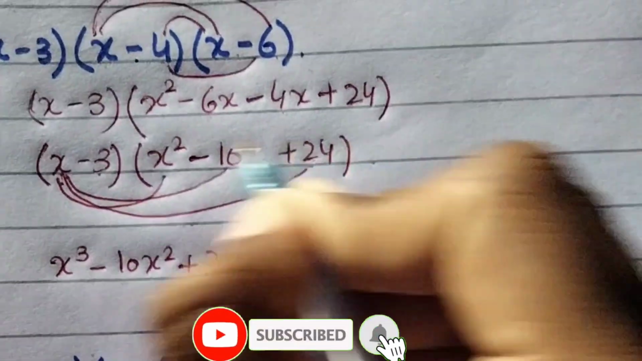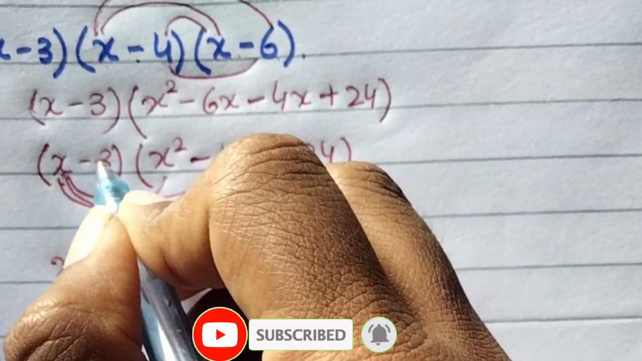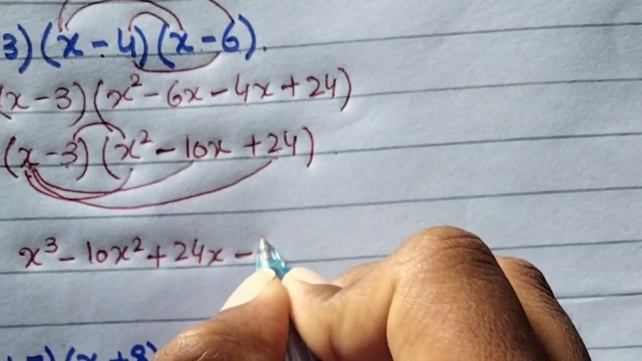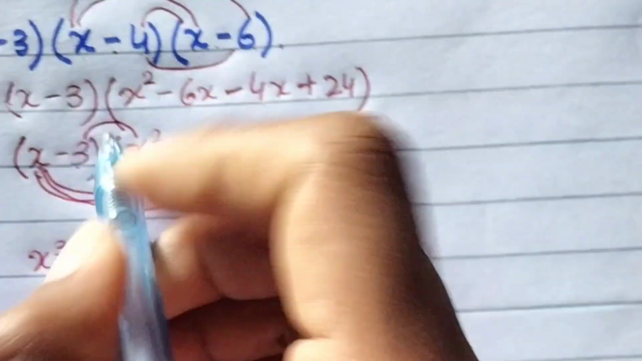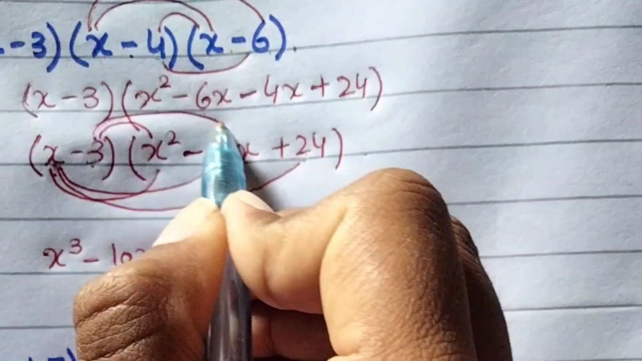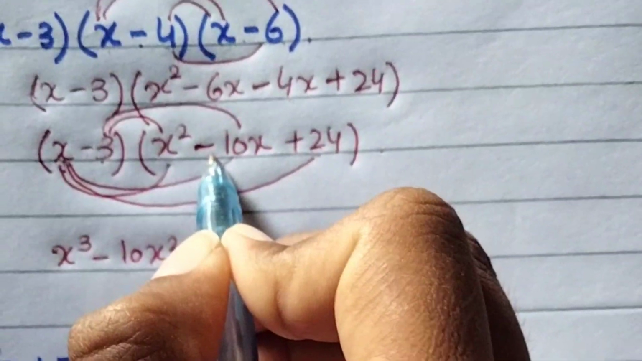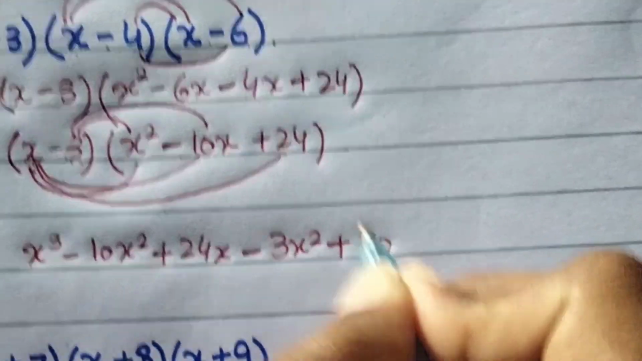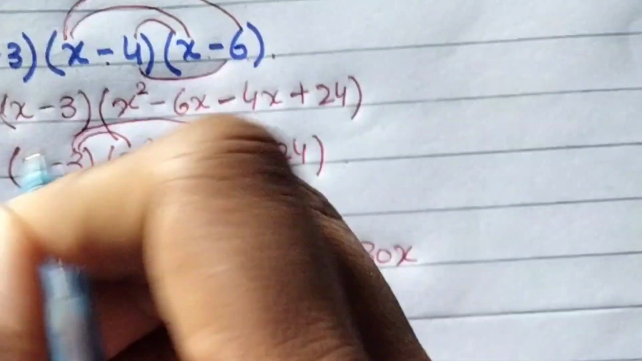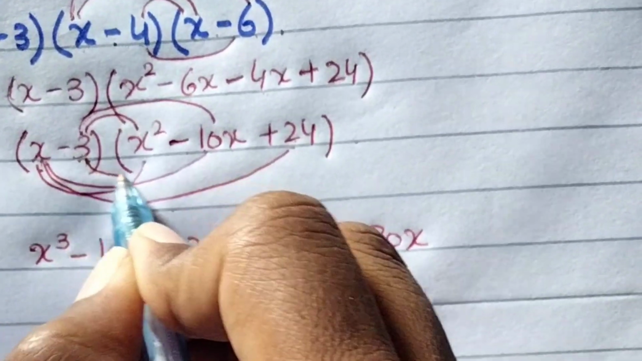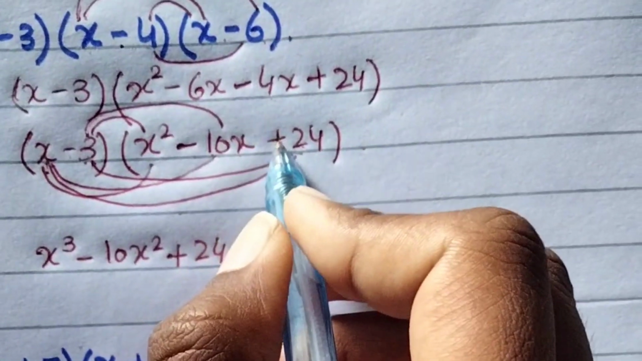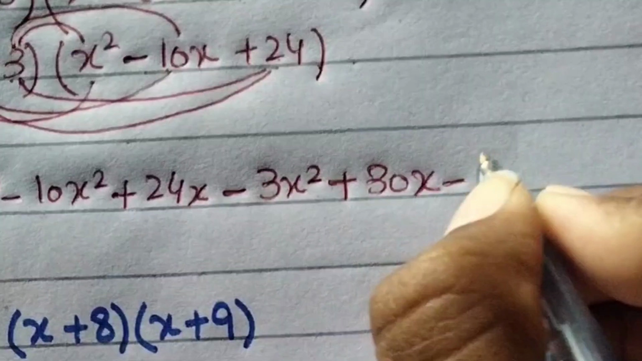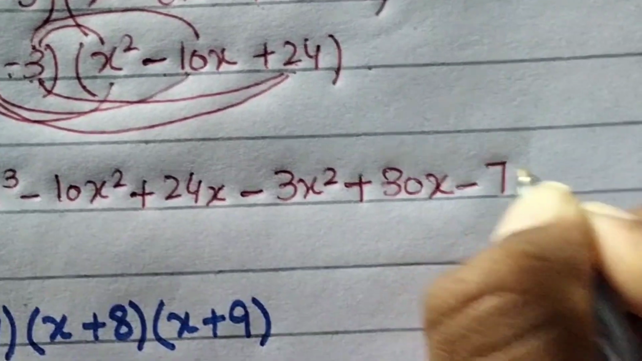Now in the next step, we will do the same thing with -3. So -3 multiplied with x² will be -3x². In the next step, we will multiply -3 with -10x. Negative and negative will be positive, and 10 times 3 will be 30, and this x is as it is. In the next step, we will multiply -3 with positive 24. So plus times minus will be minus, and 24 times 3 will be 72.